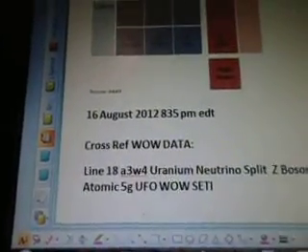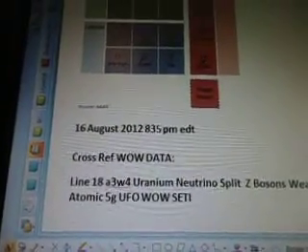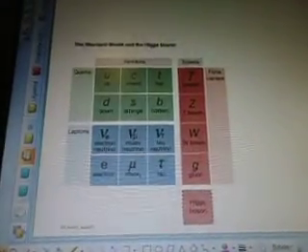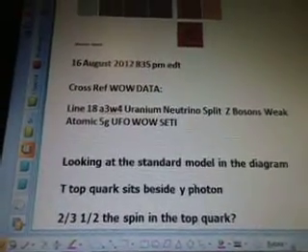So August 16th was when I was working on the WOW data, and this is September 29th, and I guess I forgot to put cross-reference at the top, put the word WOW. I should add the word WOW up there. Okay, so cross-reference WOW data, line 18A, 3W4, uranium neutrino split Z bosons, weak atomic 5G UFO WOW SETI.